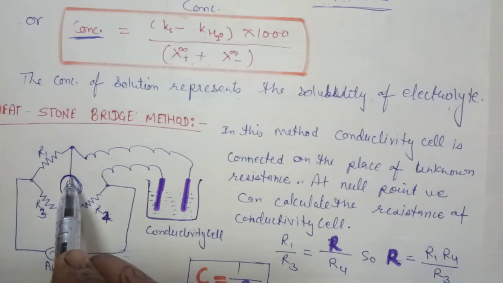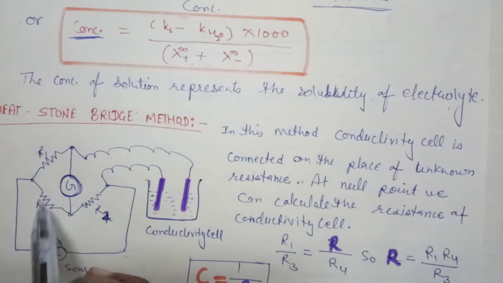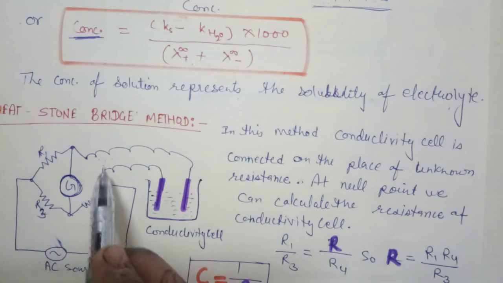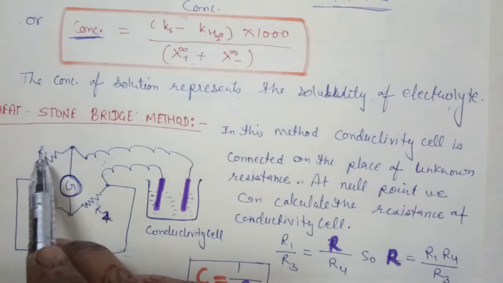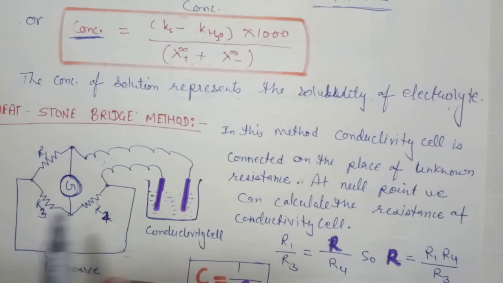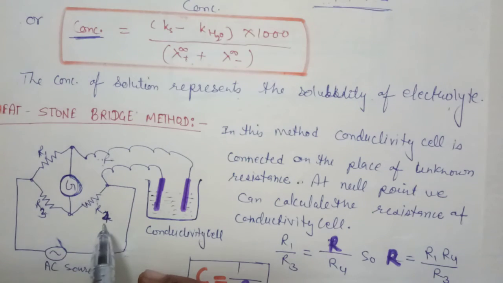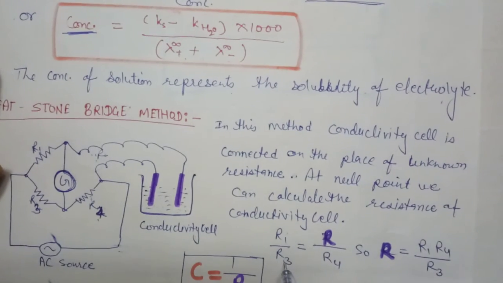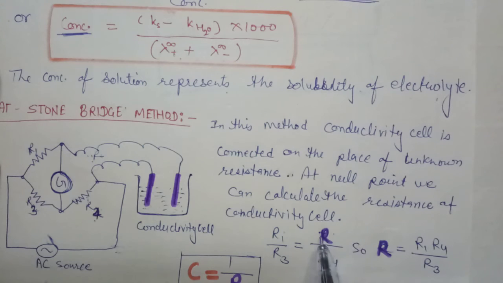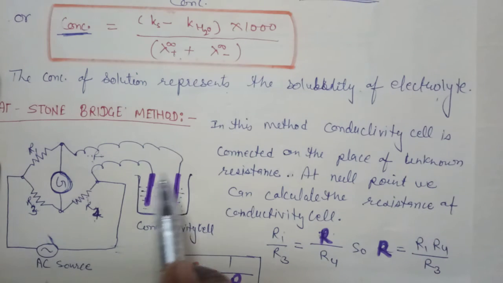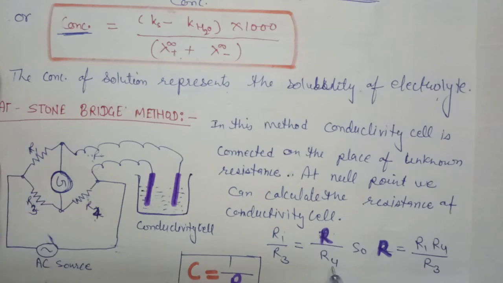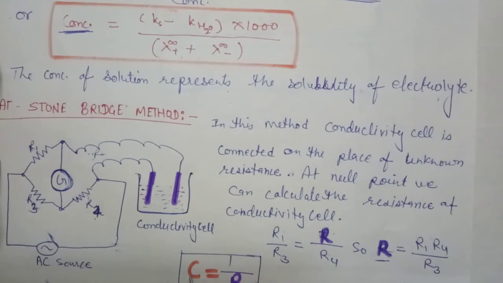At the balance point the ratio of these two resistances is equal to the ratio of these two resistances. R1 upon R3 will be equal to R upon R4, where we have to calculate the R of the conductivity cell. So R will be equal to R1 R4 upon R3. This is the resistance. Reciprocal of R is the conductance.